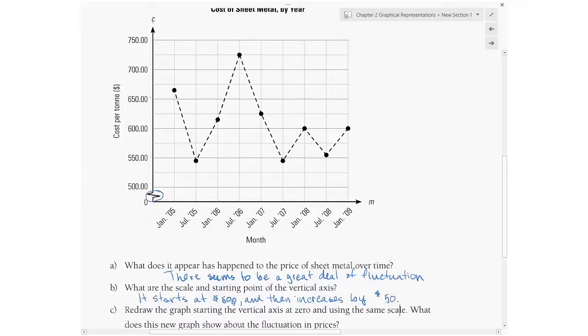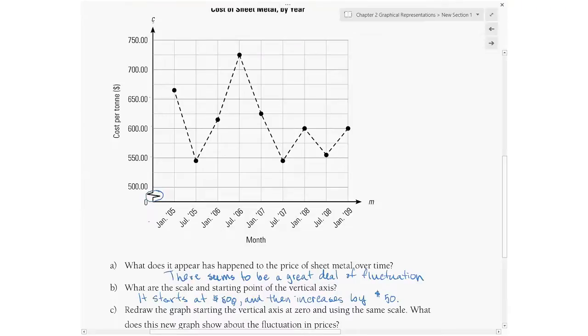So if we redraw the graph starting the vertical axis at 0, I'm not quite sure where that came from. Let's delete that little puppy there. There we go. And use the same scale. What does this new graph show about fluctuation in prices? Well, we could draw the whole thing: cost of sheet metal by year, cost per ton, month. And instead of this, just a second, go back to my pen.